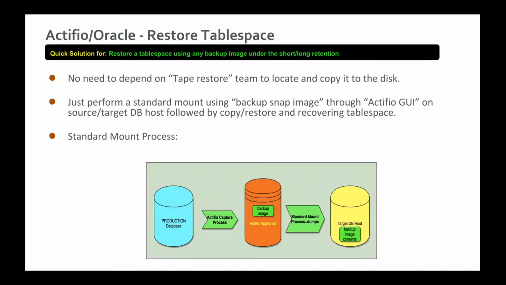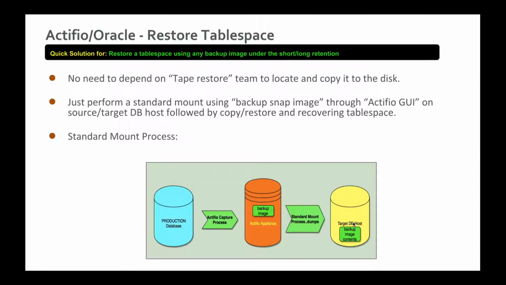And coming to restore tablespace, as we discussed earlier, we have a standard mount and an app aware mount. On the standard mount, if you are selecting an Actifio standard mount using this backup image, it is going to present all the required backup copies onto the target host. As you can see on the diagram, Actifio's capture process is maintaining the backup image of your source production database on the Actifio appliance. And using this GUI, you can select this backup image and present it onto the target host.